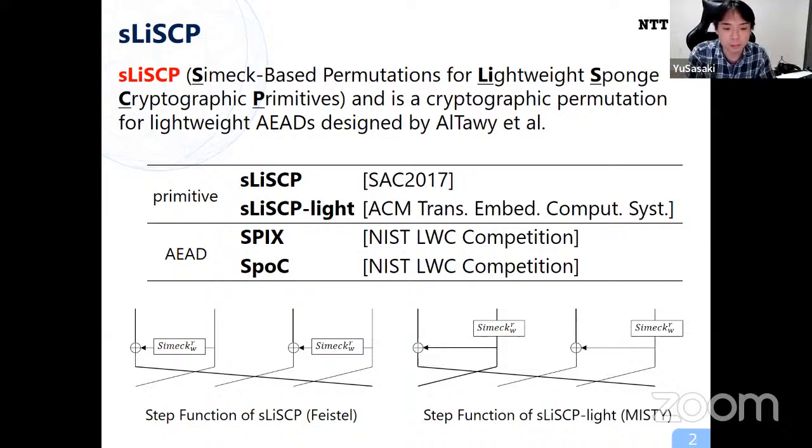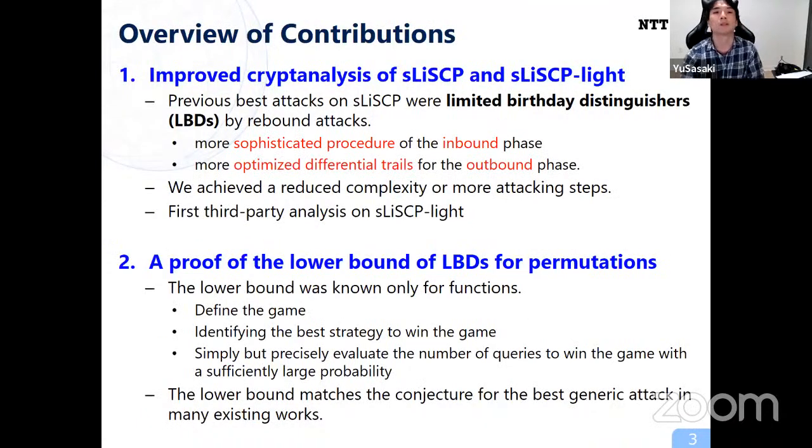The figure below shows the computation structure. SLI-SCP consists of 18 steps, and each step adopts a 4-branch generalized Feistel structure. The F function is reduced round, where the key is replaced with some constant. For SLI-SCP Lite, the position of the function is moved, so it looks like a MISTY structure, and two rounds can be computed in parallel. This is the overview.